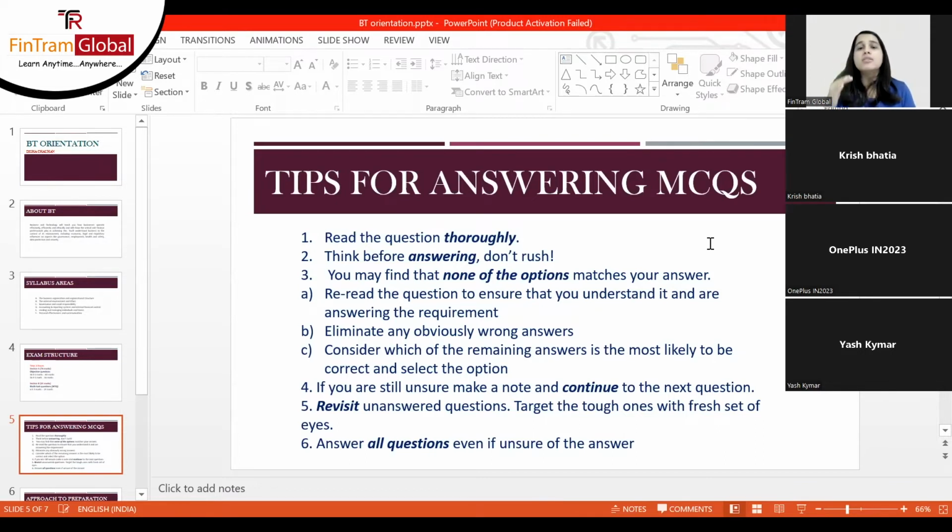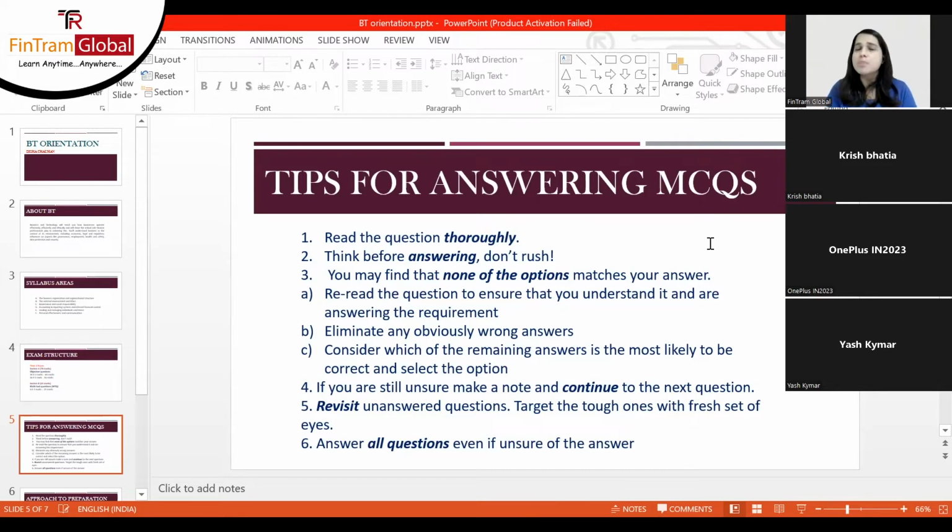You need to look at all the options, see what is the requirement, and then choose your answer. So always think before you answer. Do not rush. Nobody's asking you to waste minutes and seconds on a question, but just take a moment before you answer. Just before answering, see that, okay, this is what they asked, this answer is meeting the requirement, so this should be my answer.